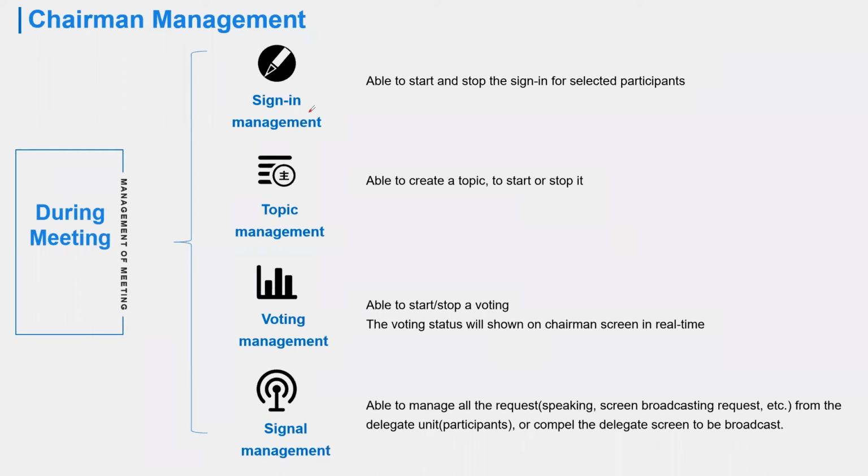Signing management: the chairman is able to start or stop the signing for selected papers. And topic management: able to create a topic. Voting: able to start or stop the voting. And signal management: the chairman is able to manage all the requests like speaking, screen broadcasting, and requests from the delegated units.